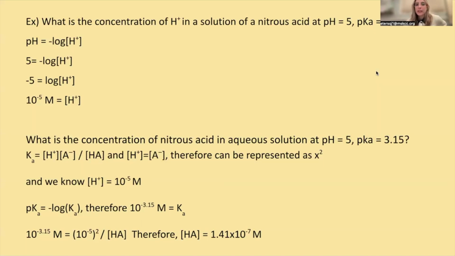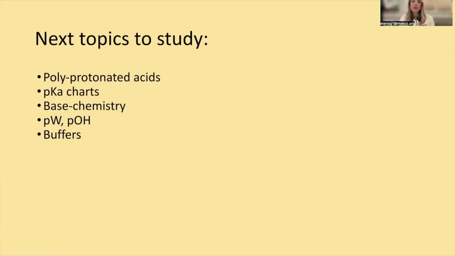So far, we've learned how to calculate the concentration of H plus ions in a given acid solution. We've also been able to correlate this concentration to a pH value and how we implicate pKa in these calculations. So the next topics to study are polyprotonated acids, further understanding pKa charts, base chemistry, and those related concepts.